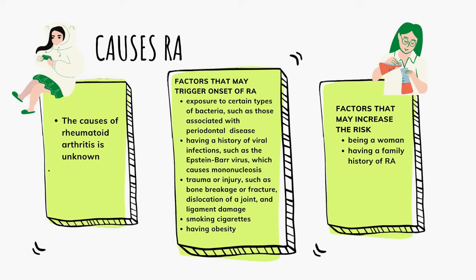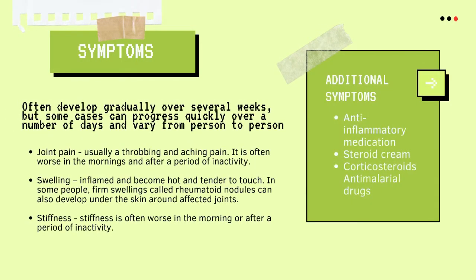Next, some evidence suggests that people who smoke have an increased risk of developing rheumatoid arthritis. And the last one is people having obesity. Next, the symptoms of rheumatoid arthritis.